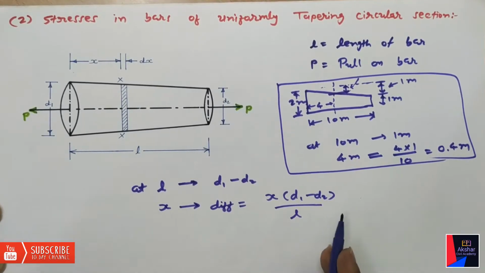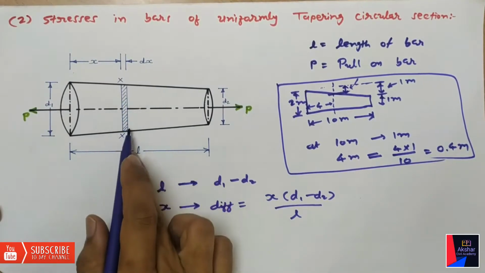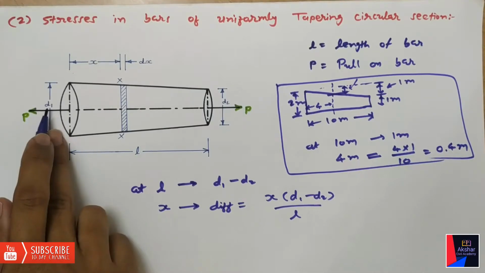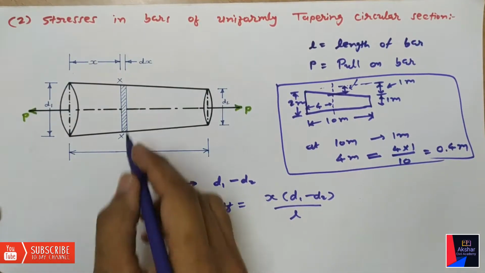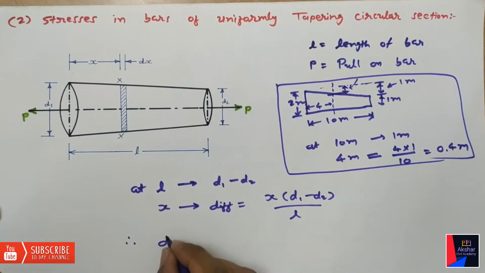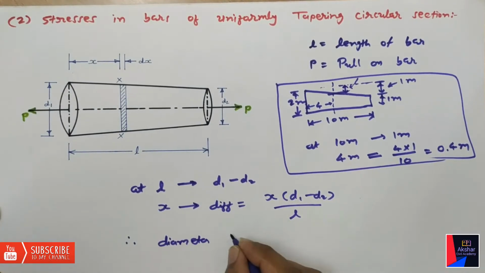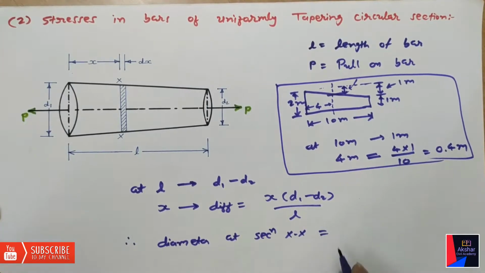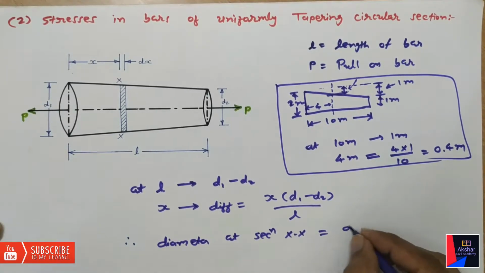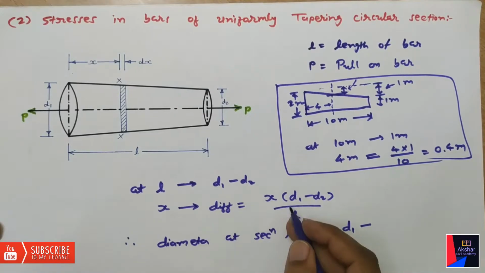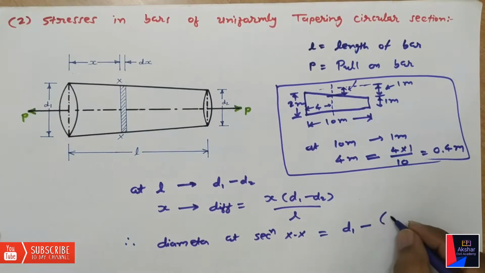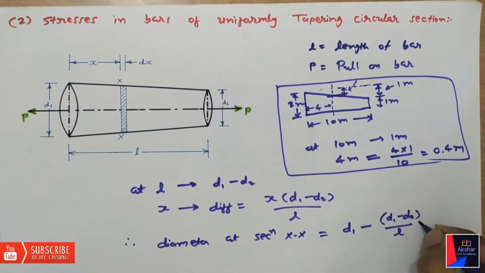Now what we need is the diameter at this section. What we got is just a difference, so we have to subtract this difference from the bigger diameter given. Hence the diameter at section xx will be equal to d1 minus this difference, that is d1 minus (d1 minus d2) upon L into x.